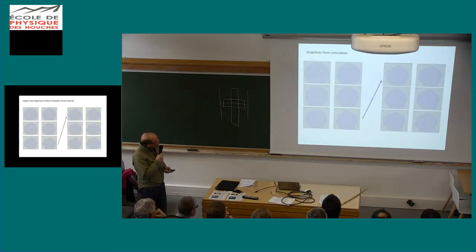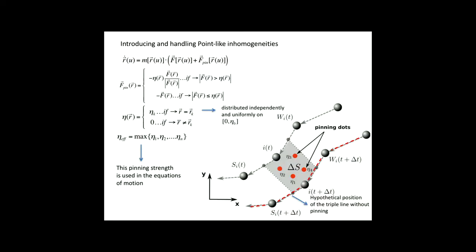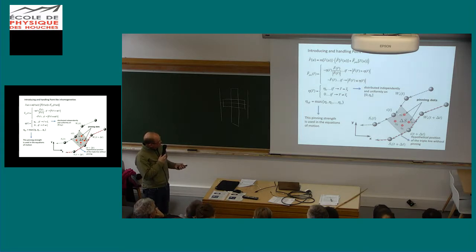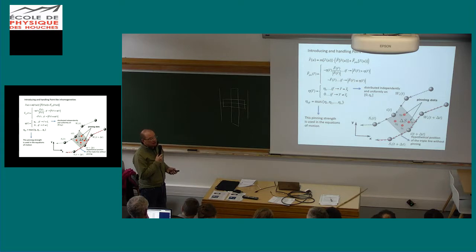Okay, so now let me recapitulate. In our experiment, the inhomogeneities were point-like inhomogeneities, and now the question is how you can deal with point-like inhomogeneities. Of course, then you have pinning centers, and you distribute them, let's say, at the beginning randomly on your surface. And you want to see how your triple line is evolving if you have some pinning centers. So let's assume that the pinning centers are described, first of all, by their density. You say that they are distributed with a given density on the surface. They have a given strength. We considered the simplest case where the strength is distributed uniformly between zero and a maximum value.